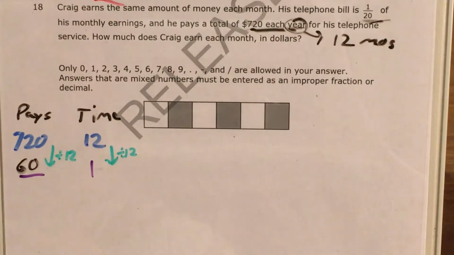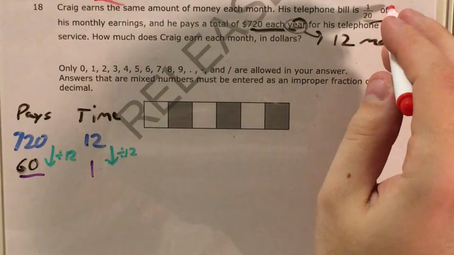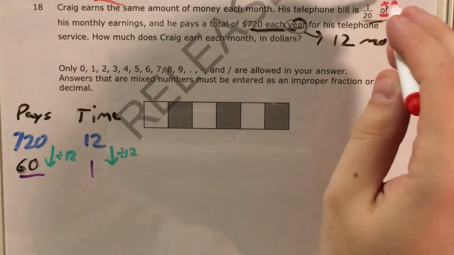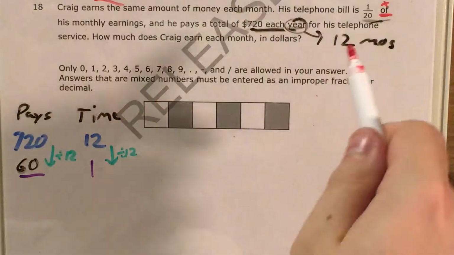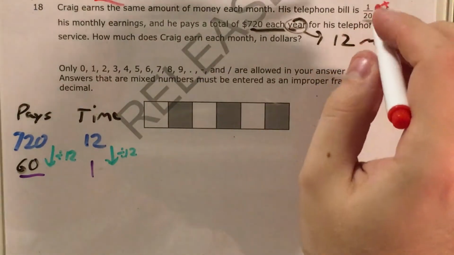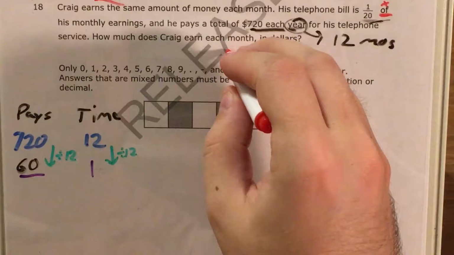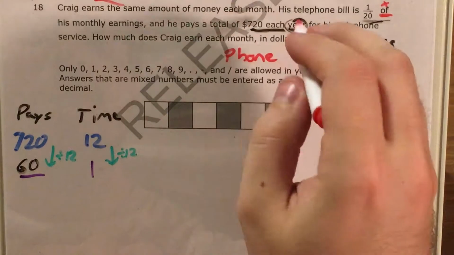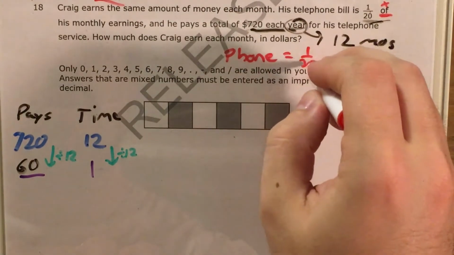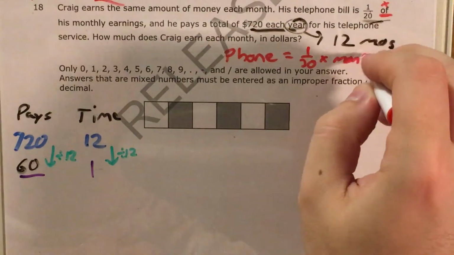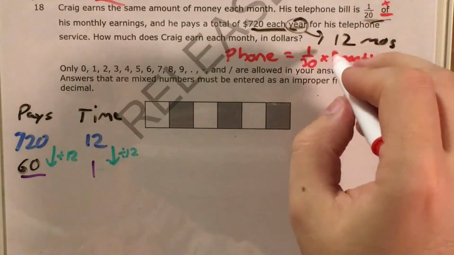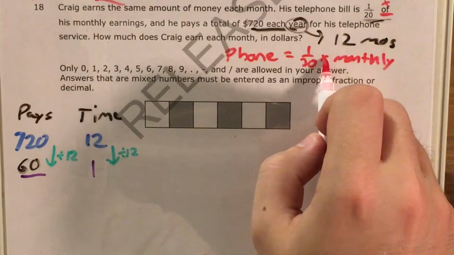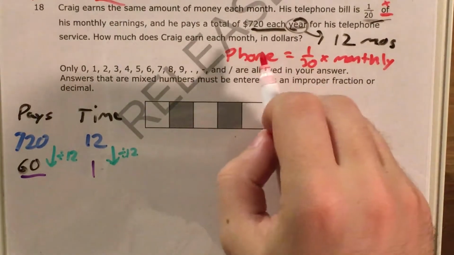And so now we can go ahead and bring in this other part of the problem, where it says that his telephone bill is 1/20th of his monthly earnings. And whenever I see "of" next to a fraction, that's going to tell me right off the bat that I'm going to multiply. And specifically, in order to take this information and translate it into a number sentence, since it's 1/20th of his monthly earnings, that's going to translate to 1/20th times monthly earnings, and I know that that equals how much he's paying for his phone.